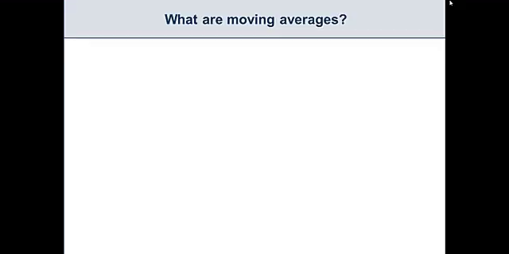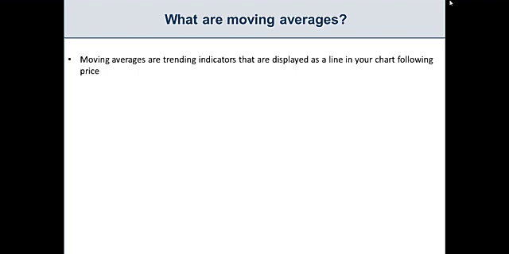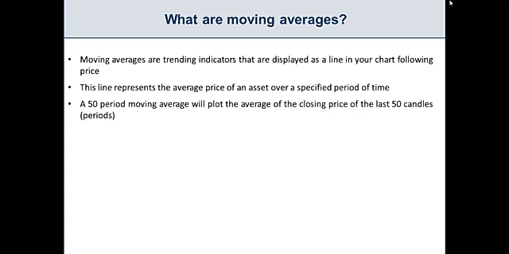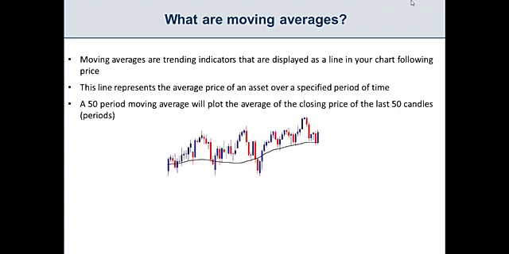What are moving averages? Well, moving averages are trending indicators that are displayed as a line in your chart following price. This line represents the average price of an asset over a specified period of time. If we take, for example, the 50-period moving average, the indicator will plot the average of the closing price of the last 50 candles, which are periods, and it will look like this. As you can see here, we are in not a very steep up move, and you can see it as a black line here on your charts.